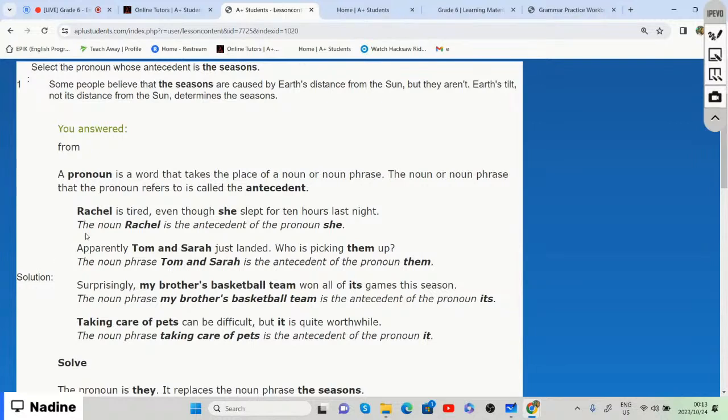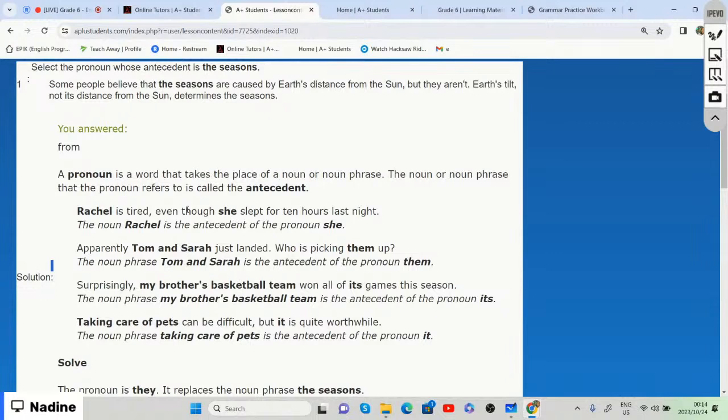And we made an example of Rachel is tired, even though she slept for 10 hours. And we said that she is our pronoun. Instead of saying Rachel is tired, even though Rachel slept for 10 hours, we say she. She is our pronoun, and our antecedent is Rachel. So Rachel is tired, even though she slept for 10 hours last night.